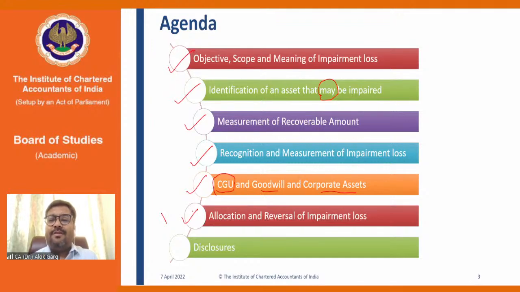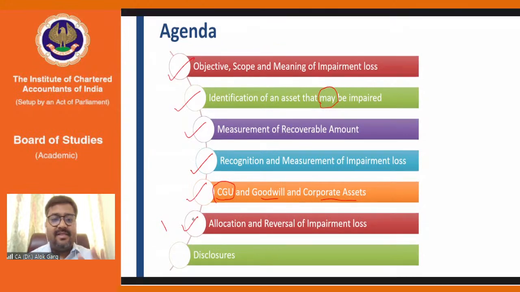Then we will discuss the concept of group of assets, which is cash generating unit. We'll discuss the concept of goodwill here, and we will discuss the concept of corporate assets as well, that how to recognize impairment loss in case corporate assets are there, right? Then we'll talk about the allocation of impairment loss into the group of assets and reversal of impairment loss when impairment loss can be reversed, okay? And disclosures.